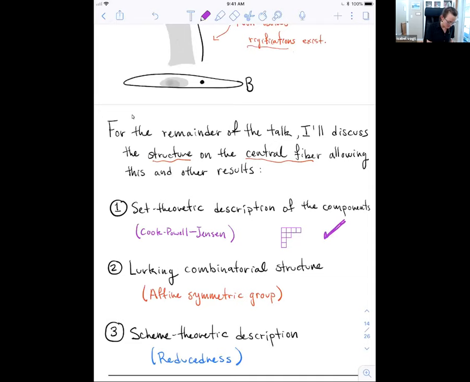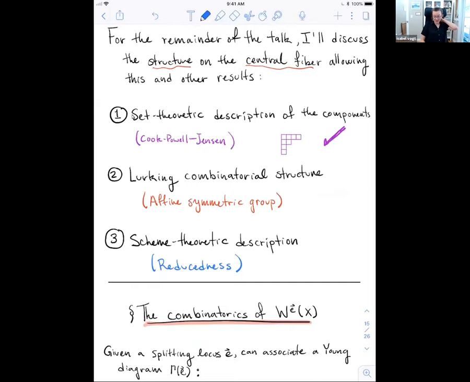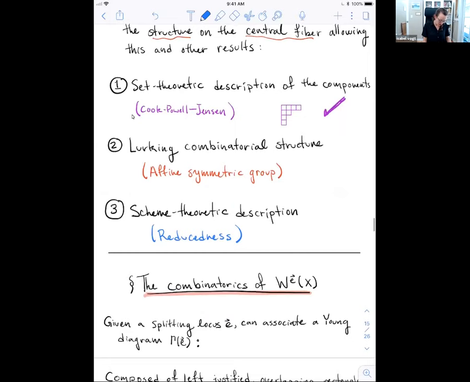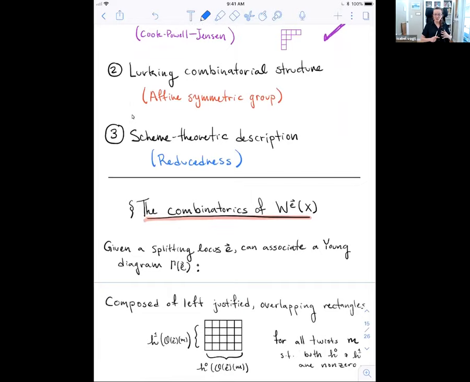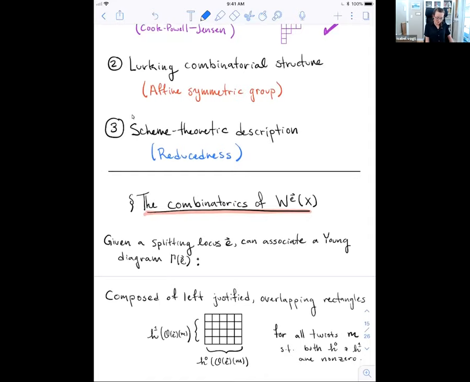So let's move on to part 2, about the combinatorics of the central fiber, this lurking combinatorial structure. Now I'm going to tell you how you construct the Young diagram, gamma of E, that I alluded to. It's built out of left justified overlapping rectangles, and you're going to have one rectangle for each twist, M, so that both H0 of O of E of M and H1 of O of E of M are non-zero. And you'll have a rectangle which is of size H1 by H0.